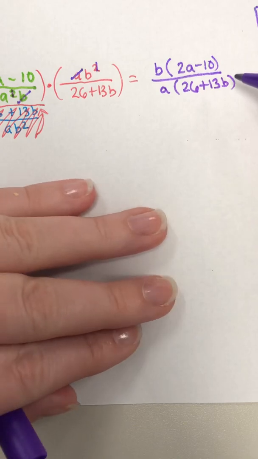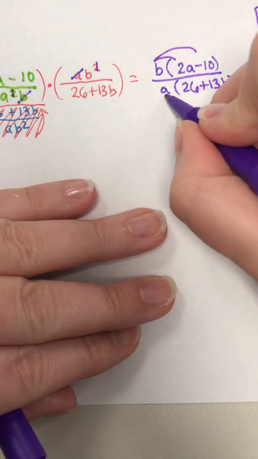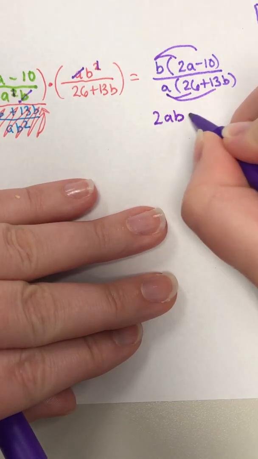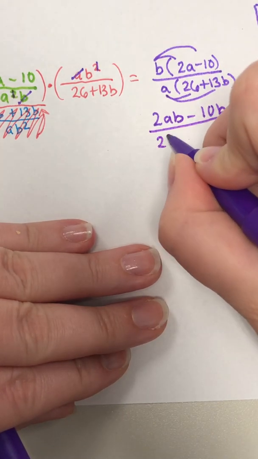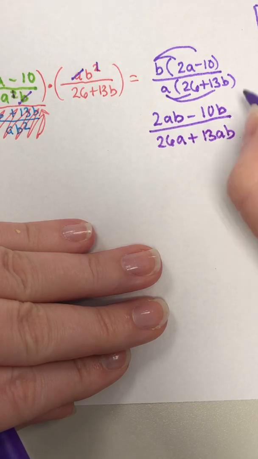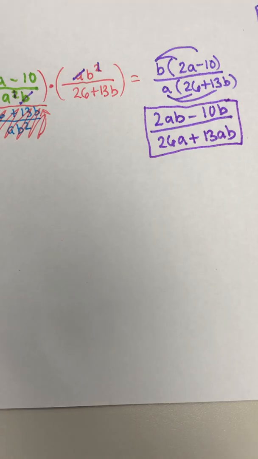Once you have this, you want to go forth and distribute your b on top, your a on bottom. You'll be left with 2ab minus 10b all over 26a plus 13ab. So that's number 4 in the notes.